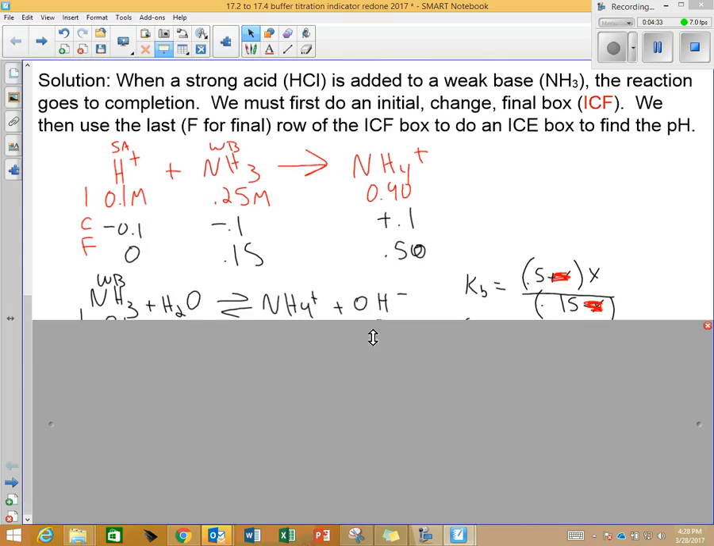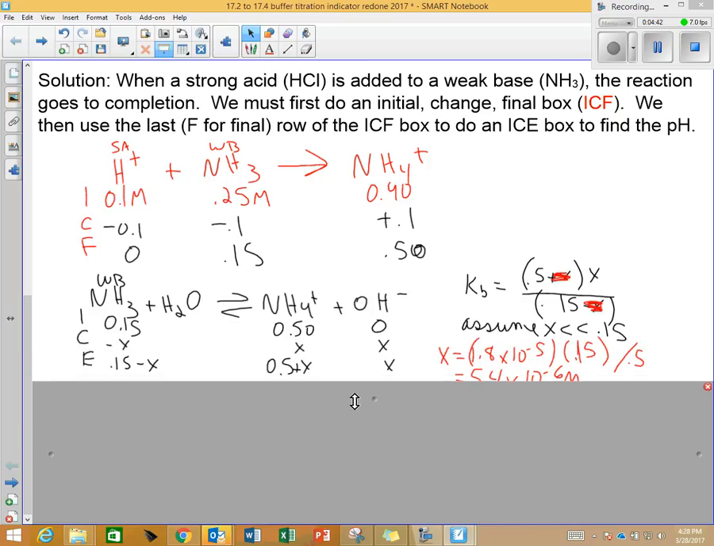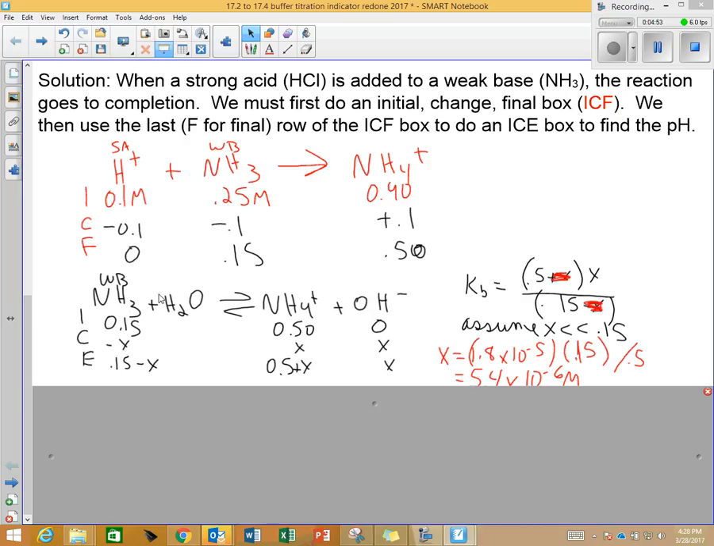Again, ignore this for now. It's going to come through the ice box here. So now we need an ice box because this is an equilibrium reaction. We have a K, so we have equilibrium. So I put in my initial values, which will be what was left over from my ICF box. So I put these in here. Oops. Oh, one quick note.